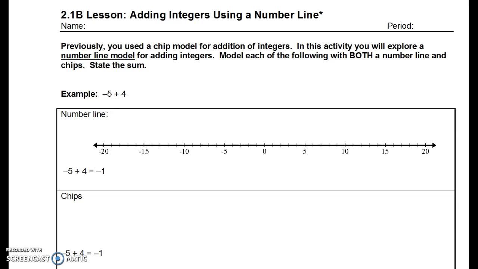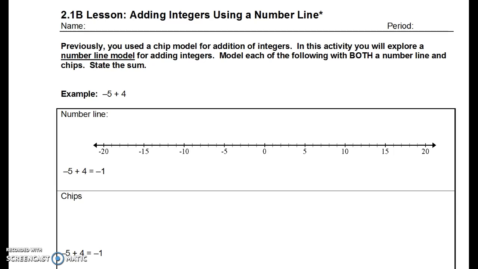Okay, so if you are ready, I'm just going to start reading along, and remember where we started here with adding integers was chip and tile models and talking about additive inverses. So we're going to be taking the next step into modeling, which is adding integers using a number line. Previously, you used a chip model for addition of integers. In this activity, you will explore a number line model for adding integers. Model each of the following with both a number line and chips, and state the sum.